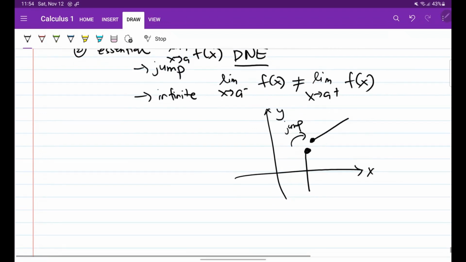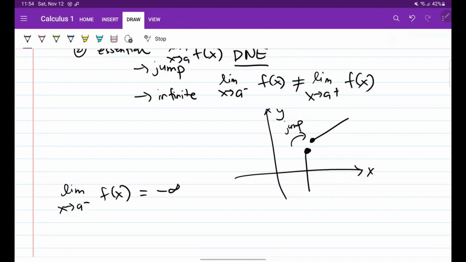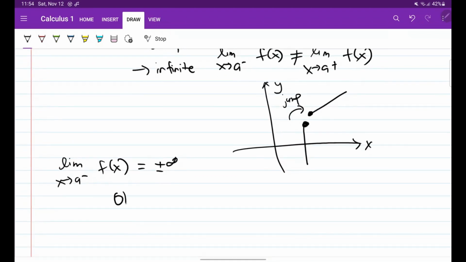And essential infinite discontinuity, ito naman ay kapag limit as x approaches a minus of f of x is equal to negative infinity. Or actually positive or negative infinity, doesn't matter. Or the limit as x approaches a plus of f of x is equal to positive or negative infinity. So, kaya natin siya tinatawag na essential infinite discontinuity.